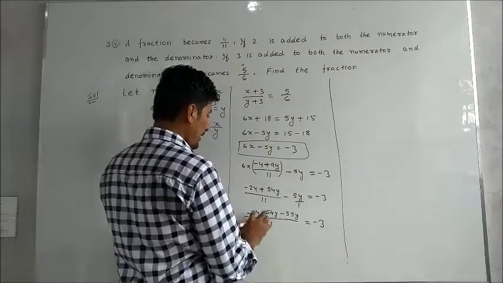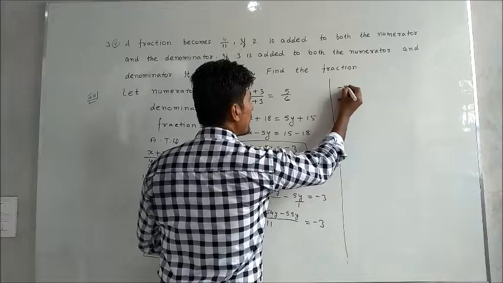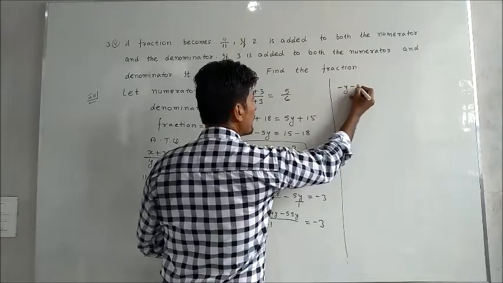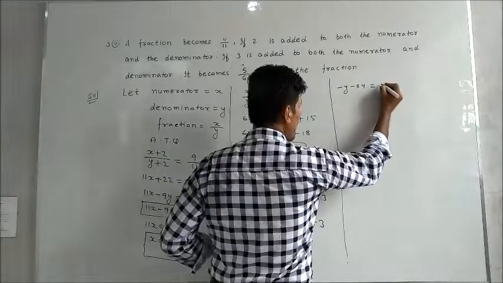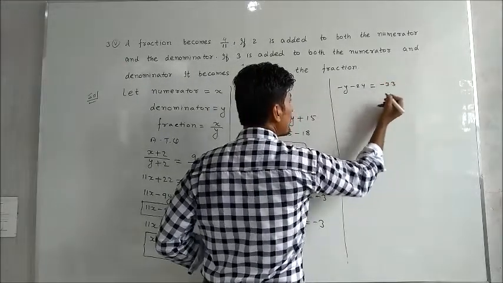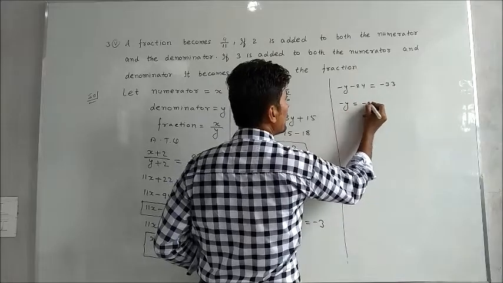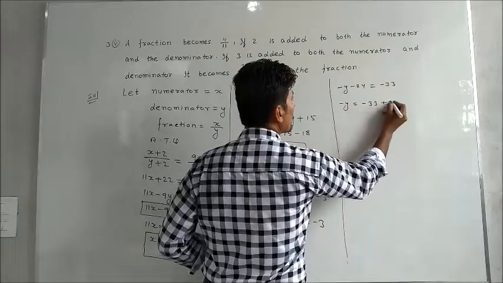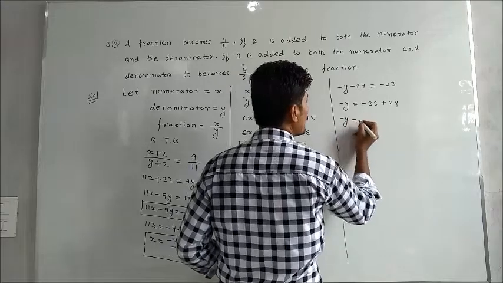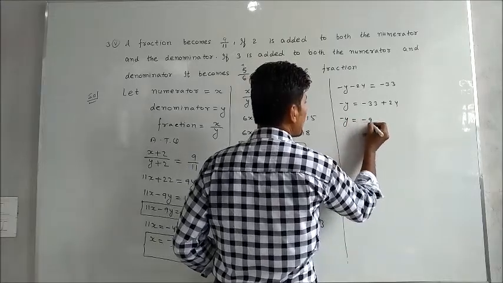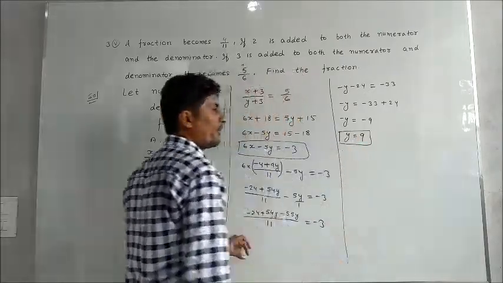So here we can write 54y minus 55y equals minus y, minus 24 equals 11 into minus 3, minus 33. So minus y equals minus 33 plus 24, minus y equals minus 9, and y equals 9. Now we got the value of y.